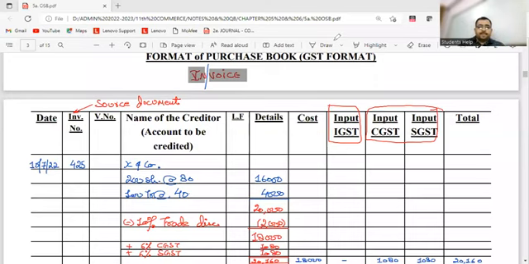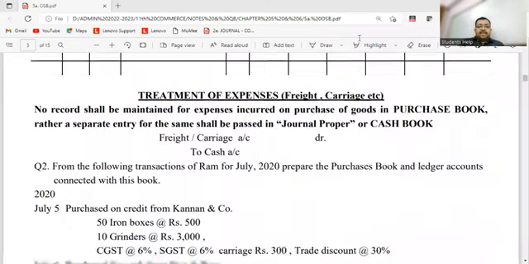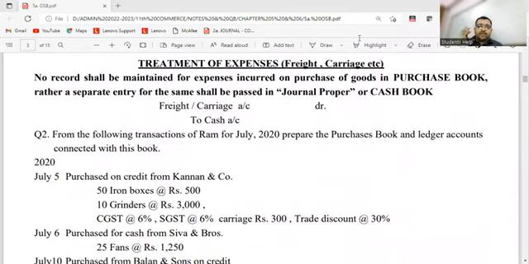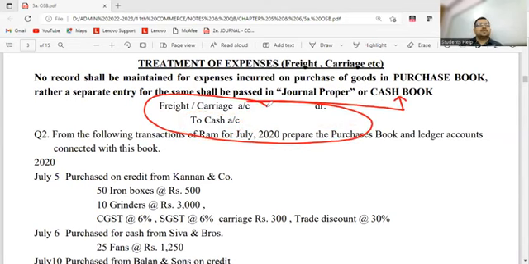Let's continue. So children, next we have the concept of expenses. Definitely, children, when we'll buy goods, expenses are to be incurred either by the seller or by the purchaser. If seller is not paying the expenses, definitely we'll be paying them. The entry for payment of freight would be freight or carriage account debit to cash. Now here you have to use your common sense. Being a cash transaction, it should go where, children? But just for a single journal entry, will we be preparing cash book, children?